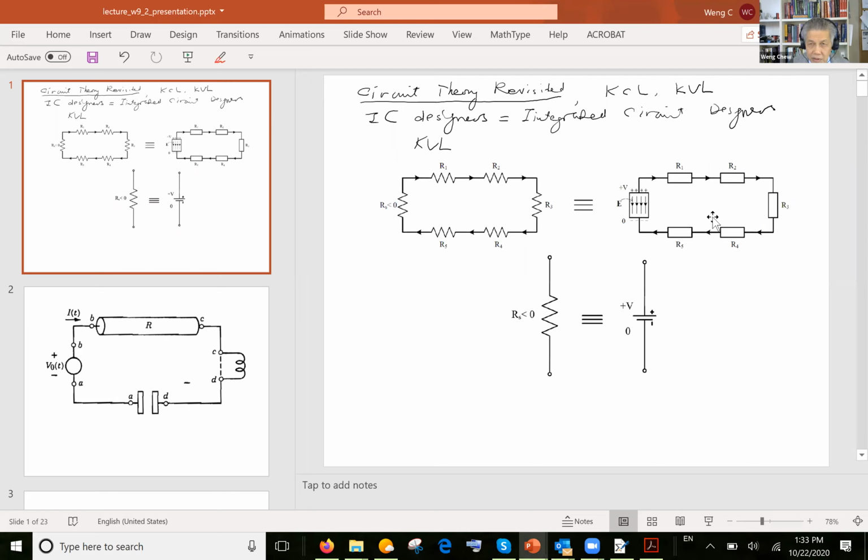And you can show that you can write KVL around this loop, which I hope all of you know how to write. But then one thing that is new to you perhaps is the fact that if you have a battery, you can think of a battery as being a negative resistor. Okay, so the concept of a negative resistor is important.